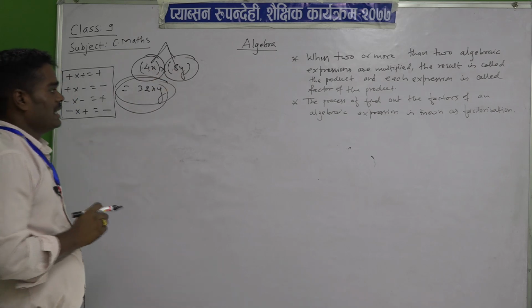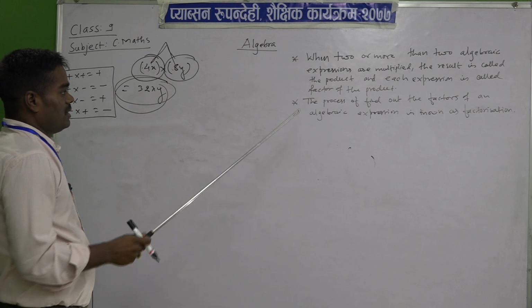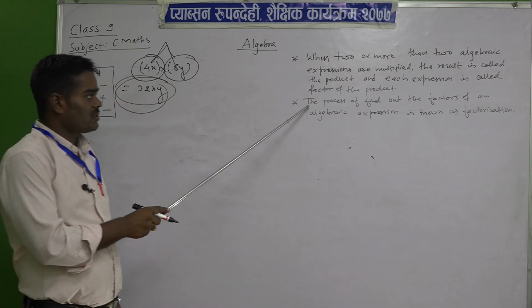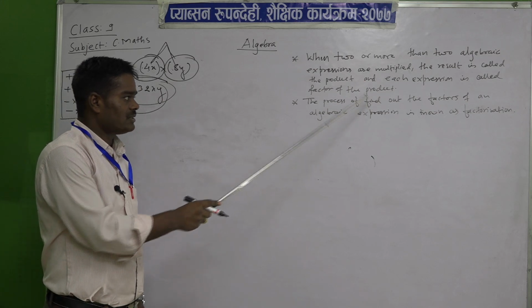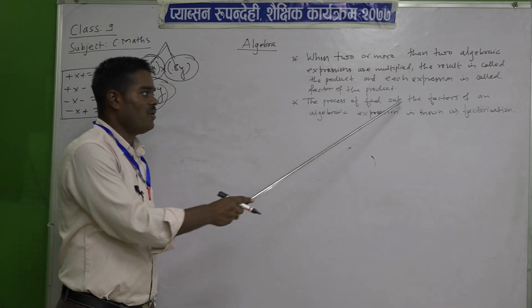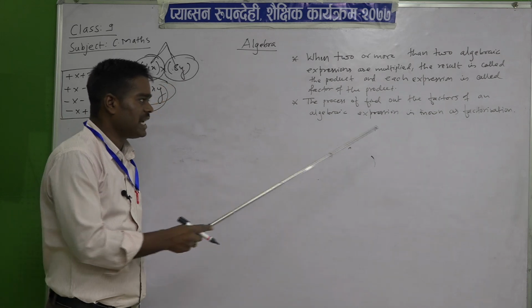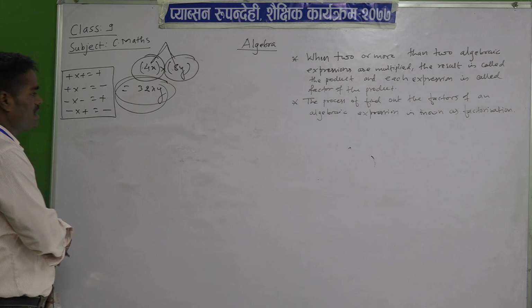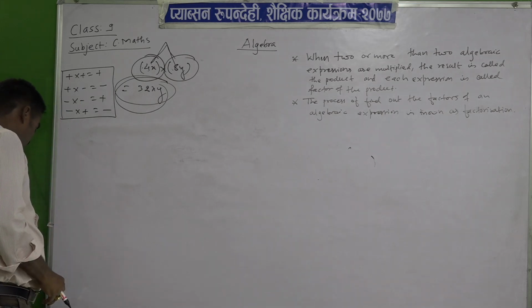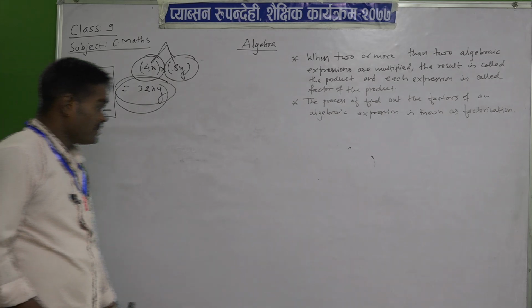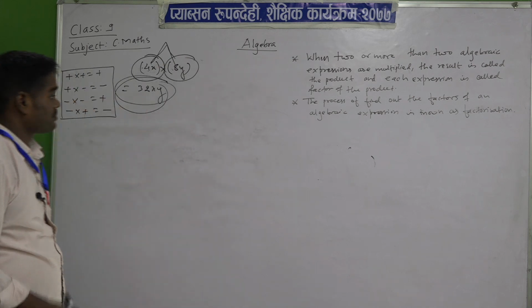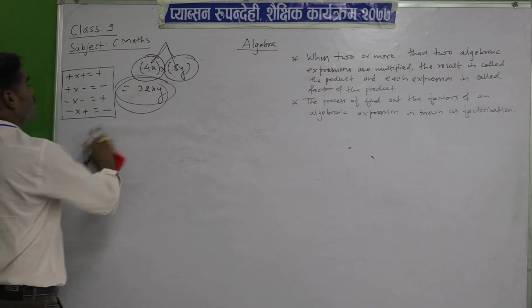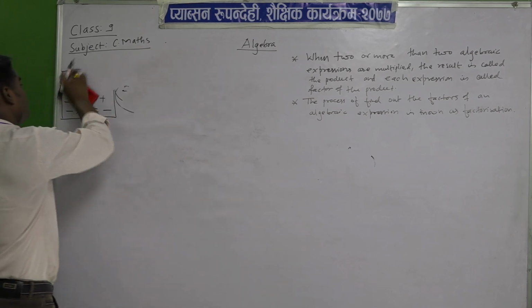And then after, here in algebra we have to study what factorization is. What is factorization? The process of finding out the factors of an algebraic expression, any algebraic expression, is known as factorization. So these are things that we have to remember, and we have to find the factors of 2 terms also, 3 terms also, and more than that also.